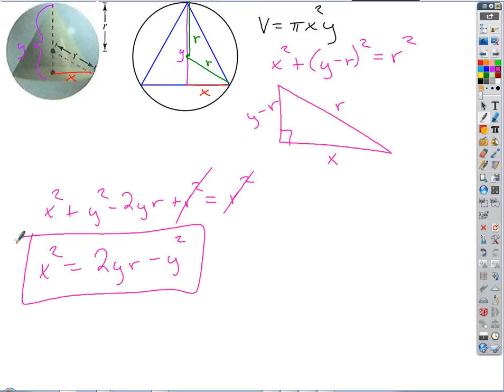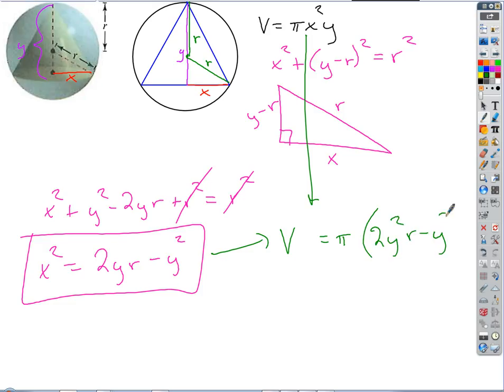There's my substitution equation, and now I can take my original and my substitution equation and build my primary equation, which is what we call this. We always start with the quantity we're trying to optimize, in this case maximize. We're going to write that as a function of one variable, which is going to be what? Pi times (2yr minus y squared) times y. So that's just pi times the quantity 2y squared r minus y cubed, everybody agree?